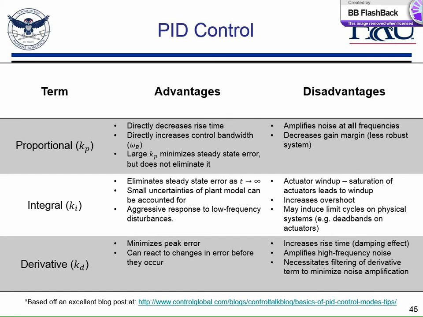Bear with me. So an integral gain eliminates steady state error as t goes to infinity. Right? So small uncertainties in the plant can actually be accounted for, but it produces an aggressive response at the low frequency. So that's pretty good if you're trying to, let's say, have some kind of low frequency disturbance or sinusoidal function that you're trying to get your system to behave like.